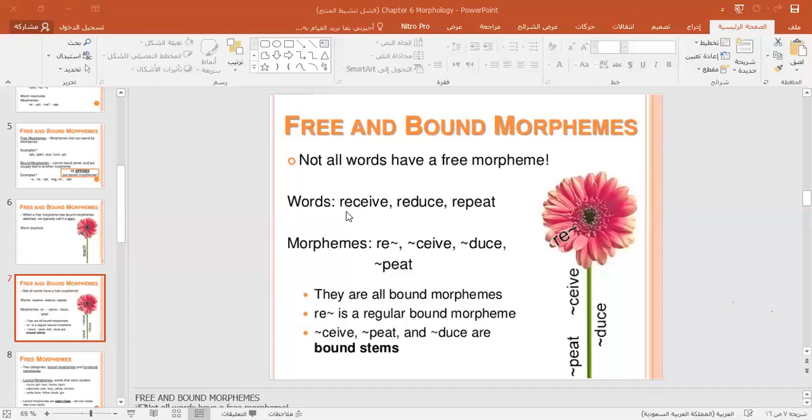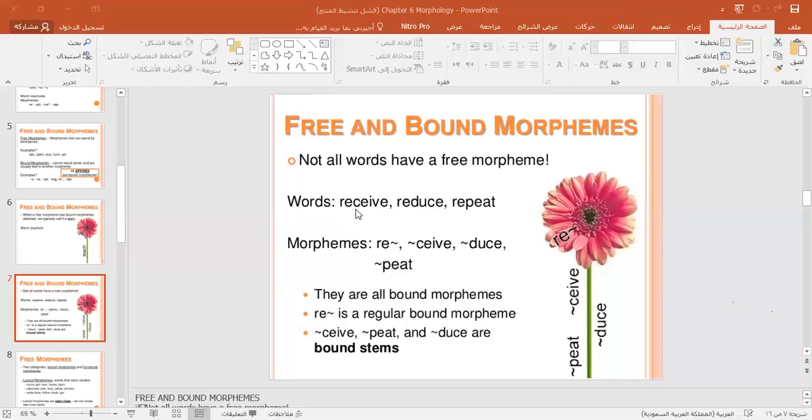You see here, we have re and sieve in the first word. So re is regarded as a morpheme, and sieve is also regarded as a morpheme. But is there a free morpheme? No. Why not? Because sieve doesn't represent a word. It cannot stand alone as a word. Can it stand by itself?